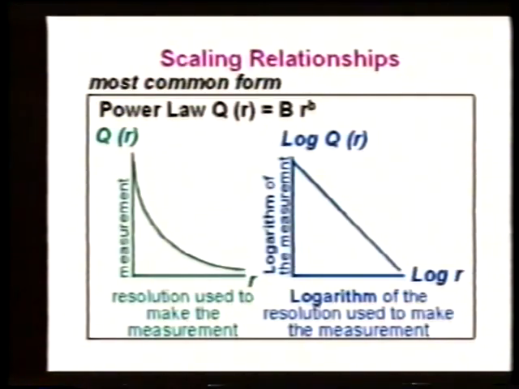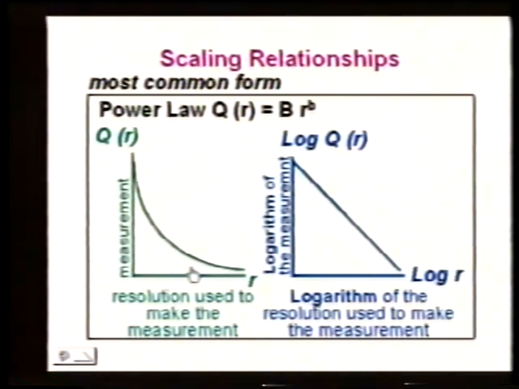I can show you that better in a graph. So the scaling relationship, the most common form of the scaling relationship, is that we have a power law form where the value measured at a certain property is constant times the scale raised to a power. If I plot this on a linear plot, I get a curve relationship like this. Actually, not exactly like this, but sort of close to this.